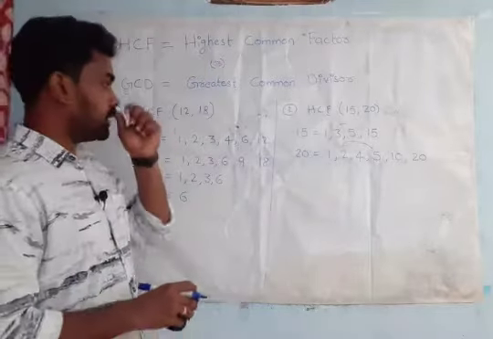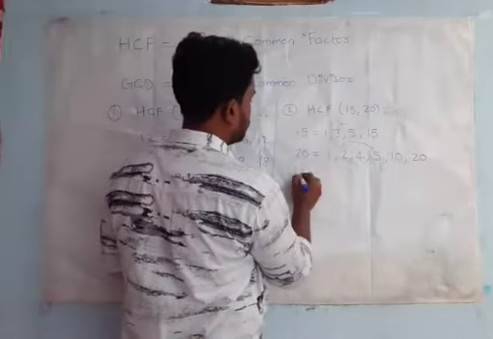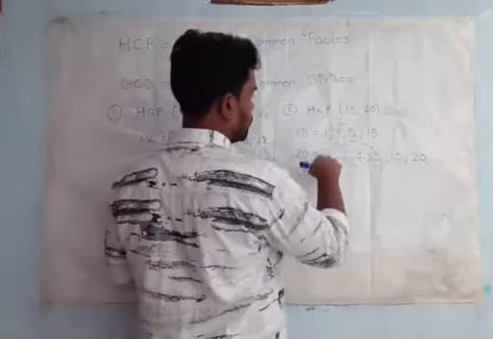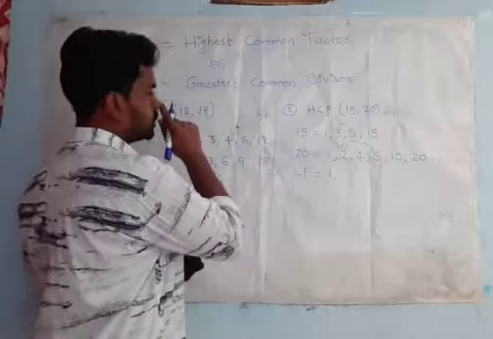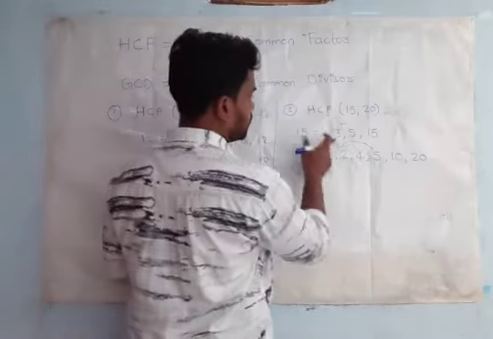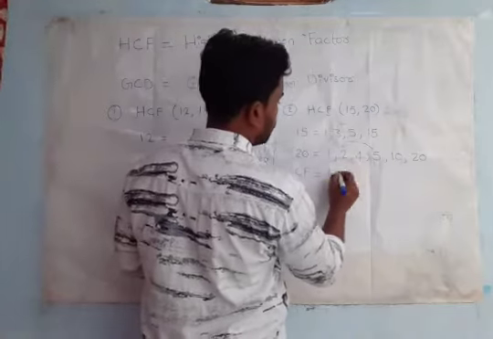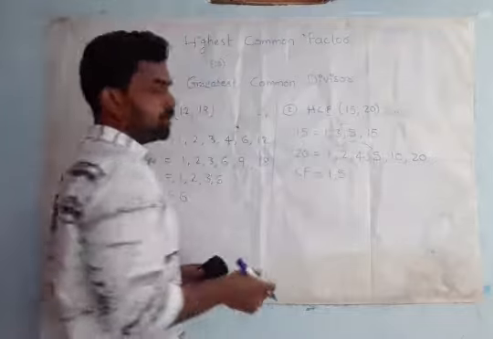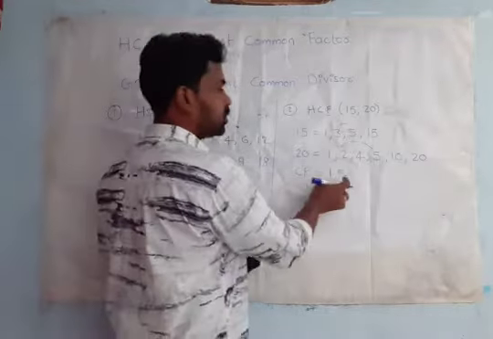So after writing the factors, what do we need to do? We have to write the common factors. What are the common factors we have from these two? 1 is common. Next, 2 is not there. 3 is also not there. 4 is not there. Here 5 is there, 5 is common. Next, is any number common among these two? No, not there. So I got 2 common factors.